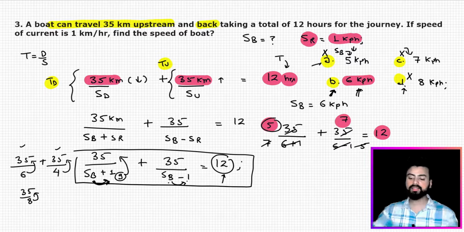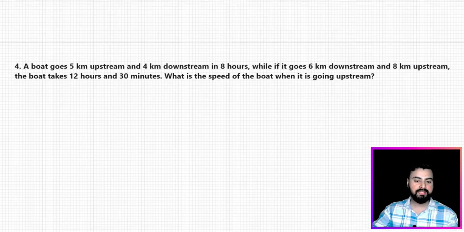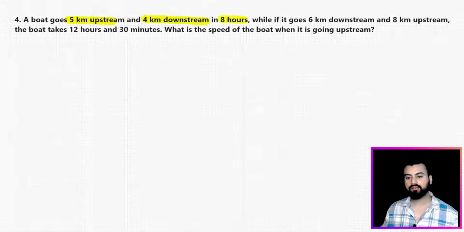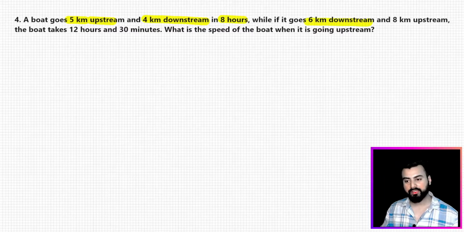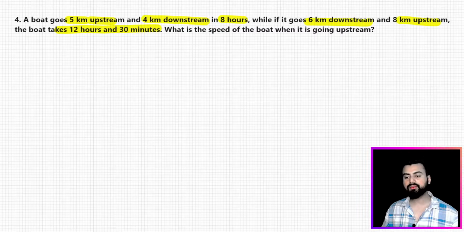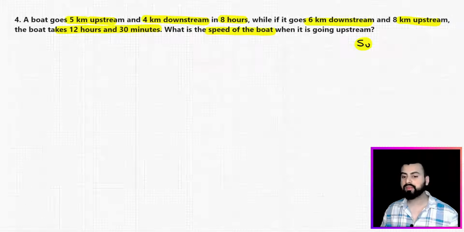So I hope you were able to understand this, and now it is time to discuss one last problem. So let's read the question first. A boat goes 5 kilometer upstream and 4 kilometer downstream in 8 hours. While if it goes 6 kilometer downstream and 8 kilometer upstream, it only takes 12 hours and 30 minutes. What is the speed of the boat when it is going upstream? So in this question, I want to calculate the speed upstream. Now, don't get confused by just reading this much, speed of boat. I have to calculate the speed of the boat, but when it is going upstream. So in actuality, I want to calculate the speed upstream in this question.